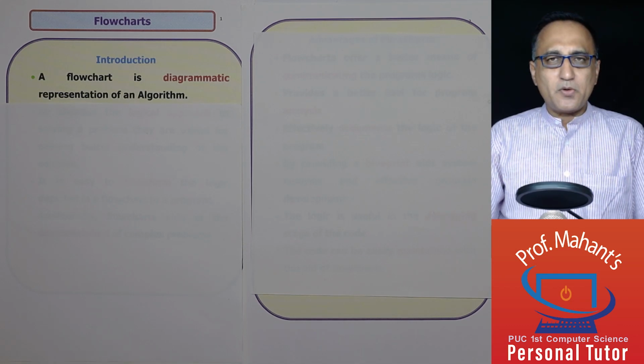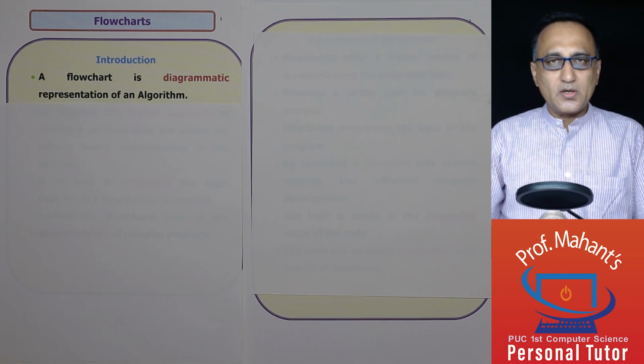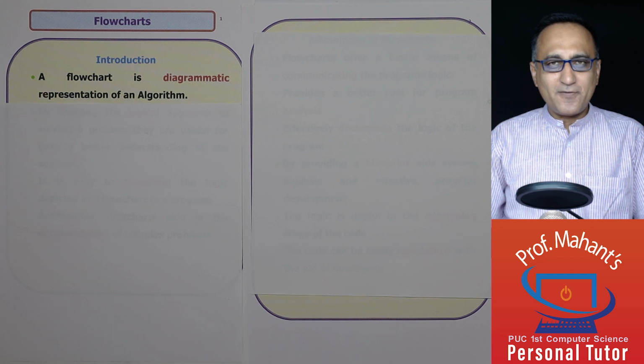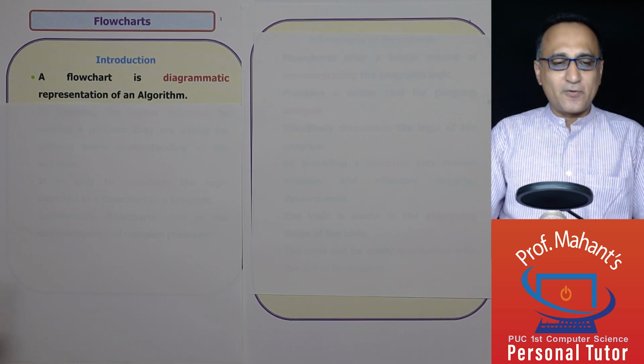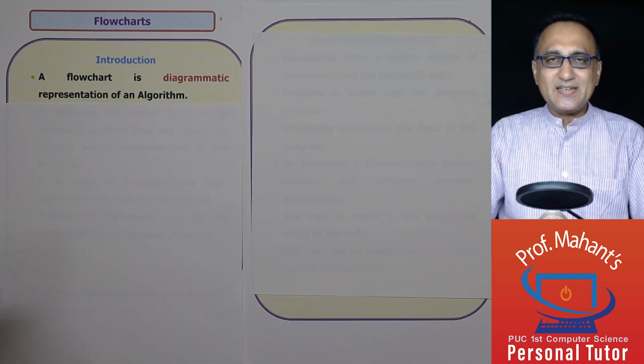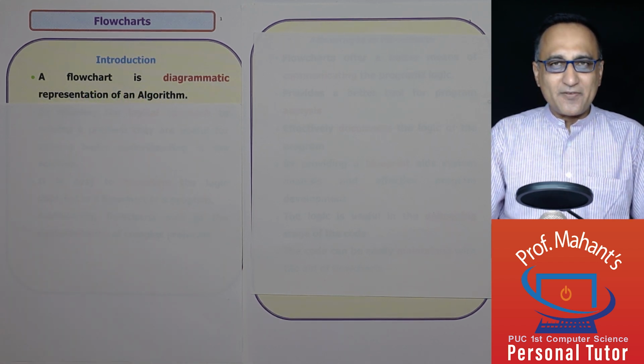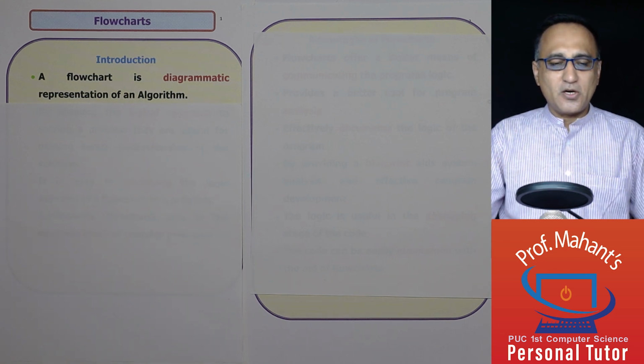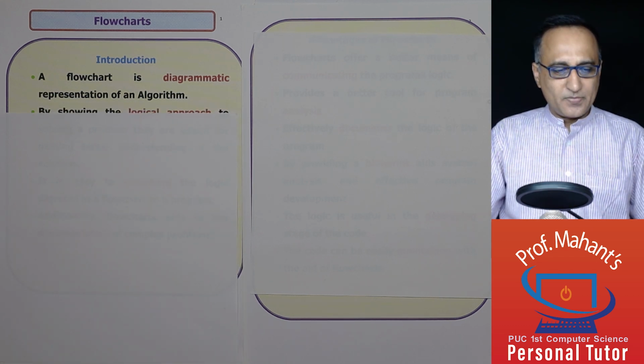We shall be talking about one more tool called the flowchart, which is used to represent the logic of an algorithm or the logic of how to solve a problem. So what exactly is a flowchart? A flowchart is a diagrammatic or graphical representation of an algorithm or the logic of an algorithm.